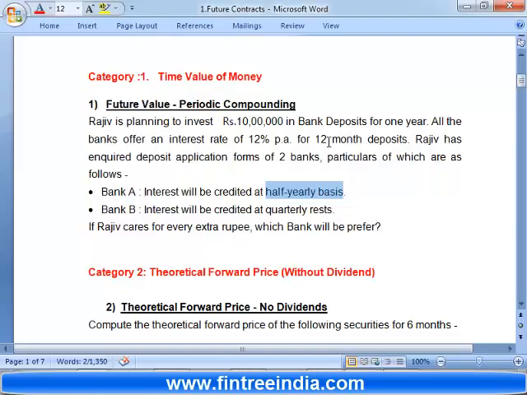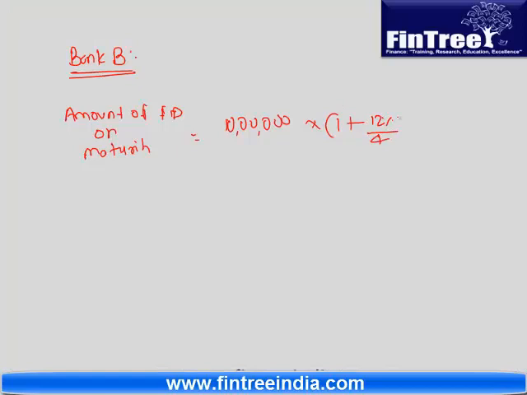Let's do it for bank B. Bank B, amount of fixed deposit on maturity is equal to 10 lakhs into 1 plus 12% divided by 4, which would be 3%, raised to 4. So this is 10 lakhs into 1.03 raised to 4. Raised to 4 means you have to multiply 1.03 four times. How much is this? Please take out your calculator and make sure you do all the calculations parallelly. It's important you get used to your calculator. ₹25,508.81.